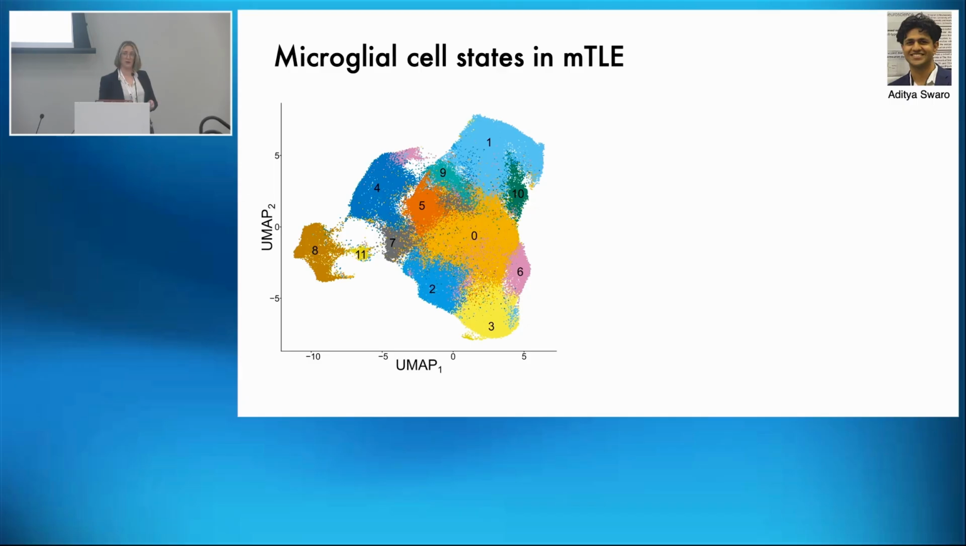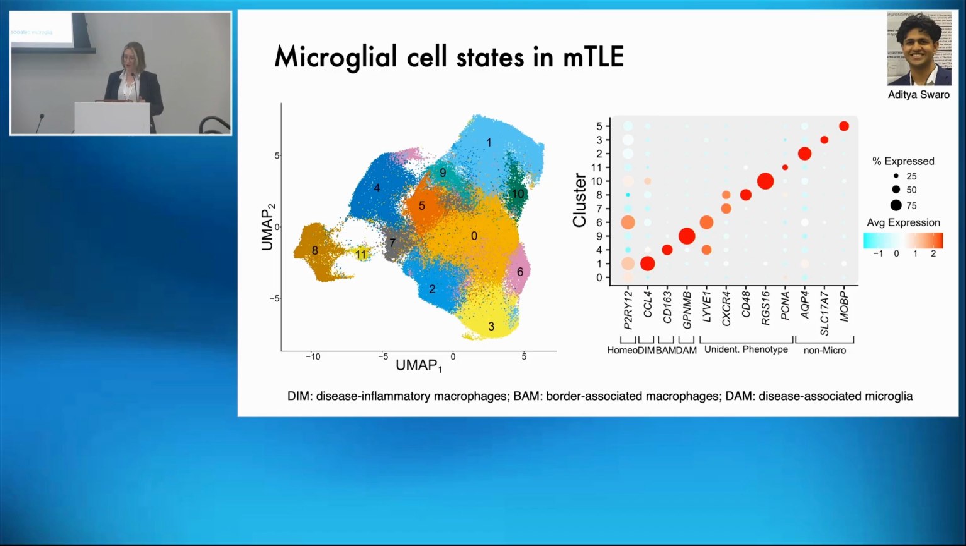A really wonderful student in the lab, Adi, looked at the next cell type, microglia. He subsetted the microglia to look at microglia states in mesial temporal lobe epilepsy. He identified multiple microglia states that express specific canonical marker genes, and highlighted 4 known groups: the homeostatic microglia, disease inflammatory macrophages, border-associated macrophages, and disease-associated microglia. Really a mouthful.